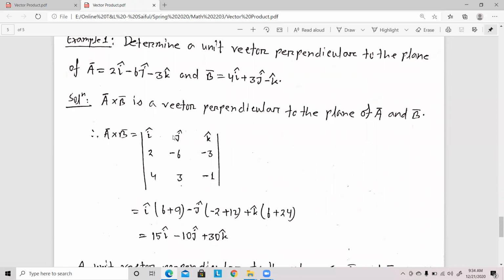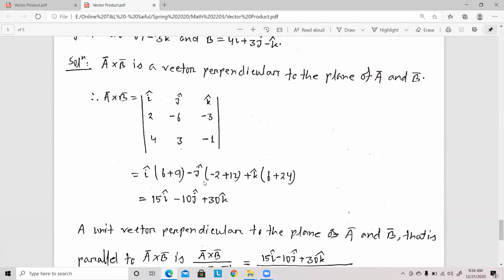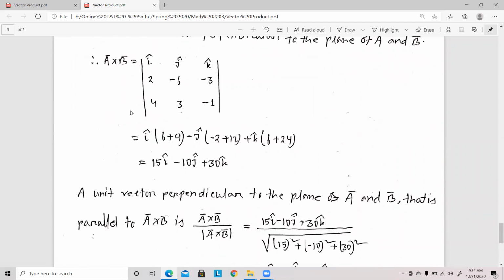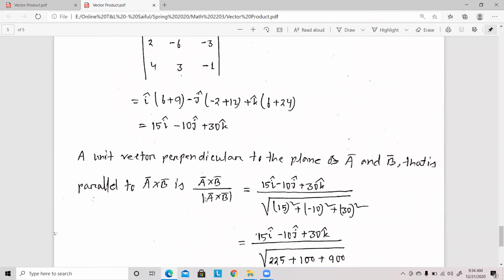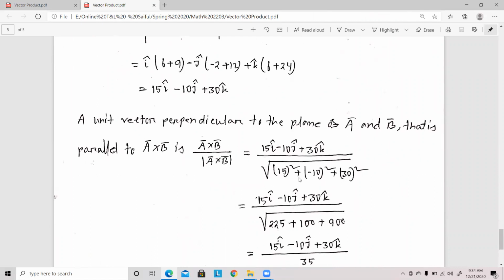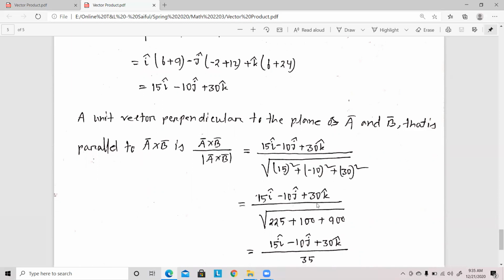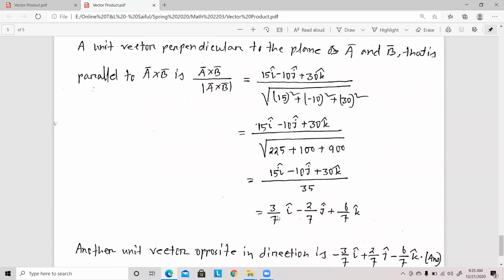We already came to know how we could evaluate the cross product through the determinant. So i, j, k, the vector A whose elements are 2, minus 6, minus 3, and the elements of vector B are 4, 3, minus 1. And after simplification, we get 15i minus 10j plus 30k. Now the unit vector of A cross B, we know, is A cross B by its magnitude. So 15i minus 10j plus 30k, and its magnitude is the square root of 15 square plus minus 10 whole square plus 30 whole square. And after simplification, finally we get 3 by 7i minus 2 by 7j plus 6 by 7k.